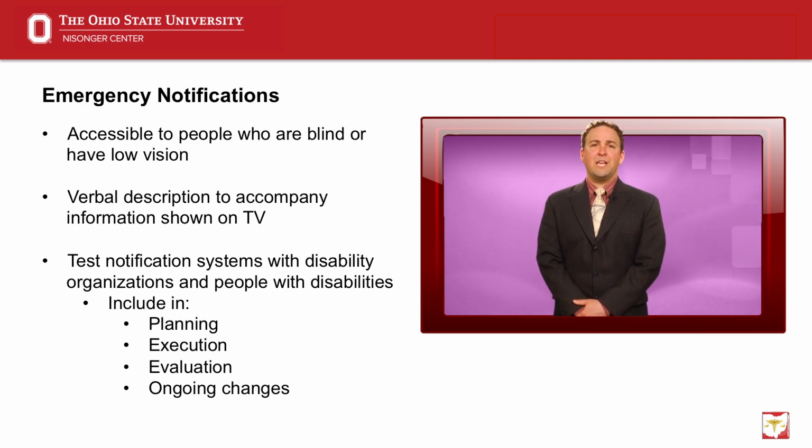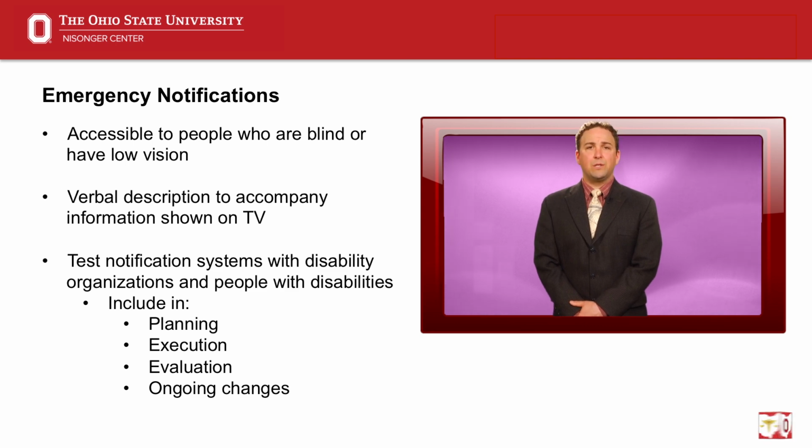When testing notification systems, planners should involve disability organizations and people with disabilities in the tests. This can involve all phases of testing: planning, execution, evaluating the results, and making ongoing procedural and equipment changes. The involvement of people with disabilities in the planning process can help to ensure emergency messages are effective and accessible.